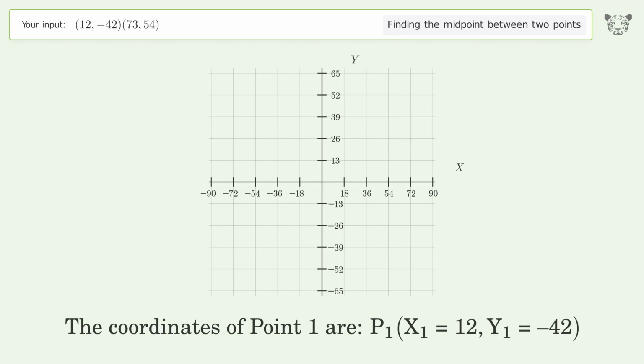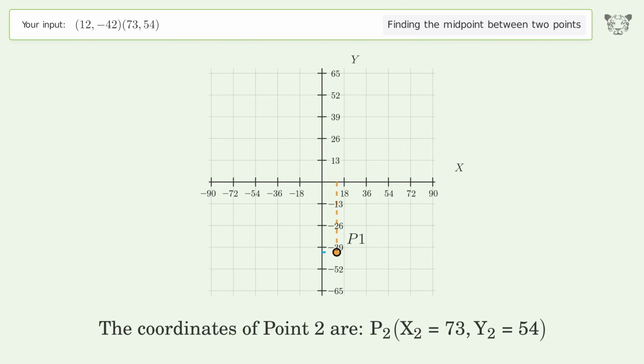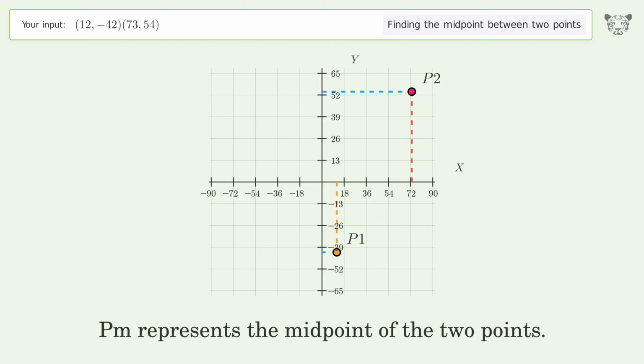The coordinates of point 1 are, x1 equals 12, y1 equals negative 42. The coordinates of point 2 are, x2 equals 73, y2 equals 54. PM represents the midpoint of the 2 points.